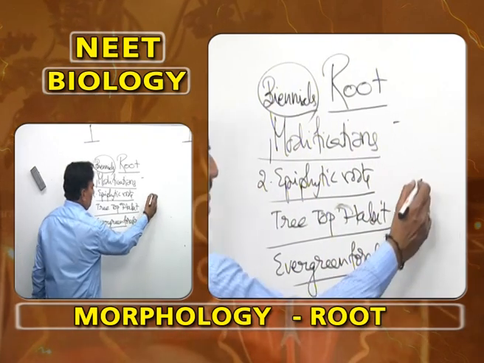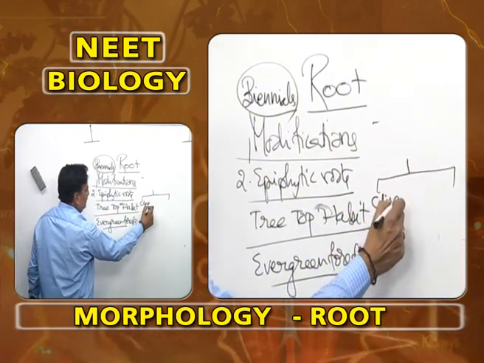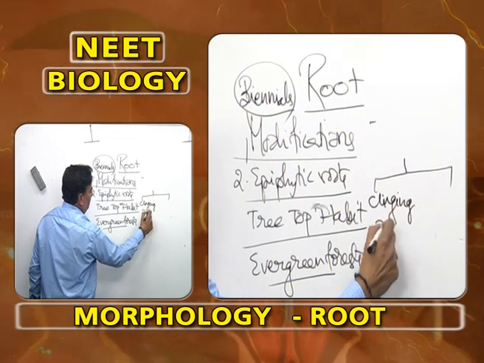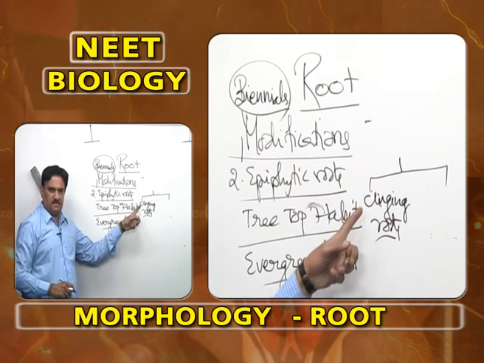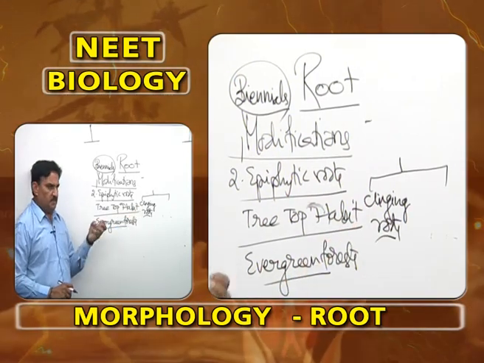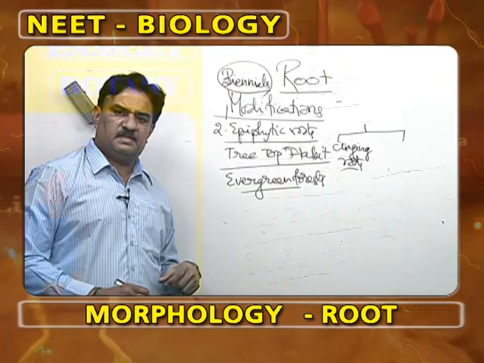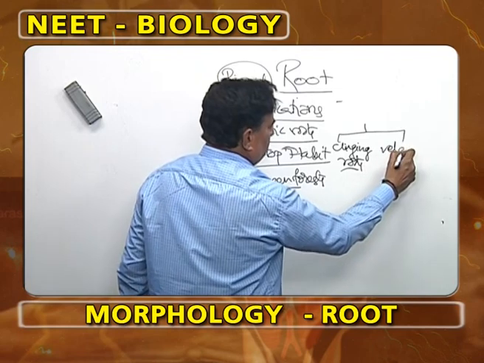For attachment, these epiphytes show two types of roots. One is clinging roots. Clinging roots means small finger-shaped roots which attach the epiphytic plant to the crevices of the branches. Not only attach but also help in absorbing some minerals. Then velamen roots.